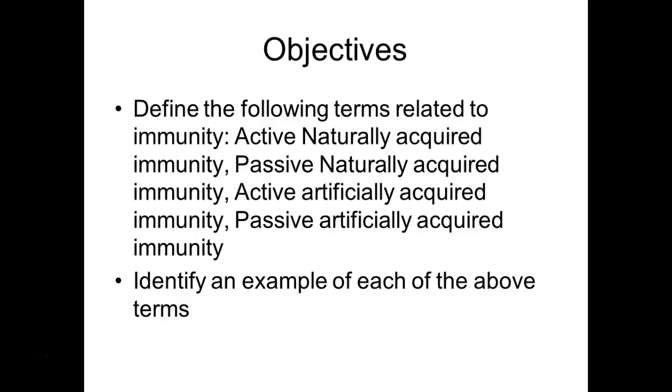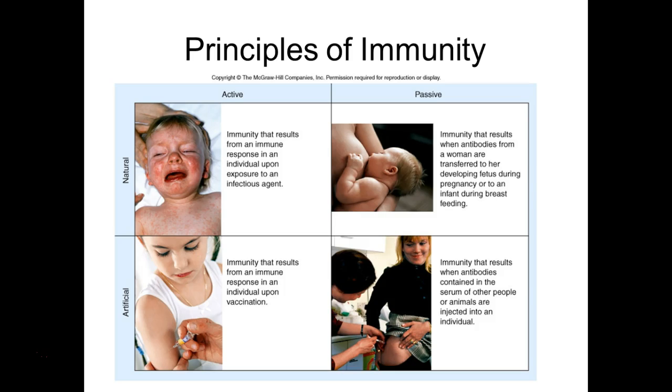So these are defined, some of the things that we've kind of already talked about, right? Just kind of putting it all together. So we're going to talk about active, naturally acquired immunity as opposed to passive, naturally acquired. And then we'll talk about active, artificial acquired immunity and passive, artificial acquired immunity. And we're going to talk about an example of each of these. So you need to be able to link these up with their examples.